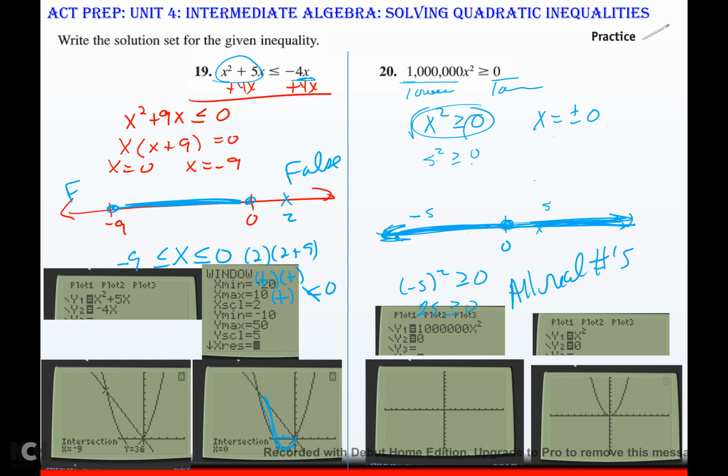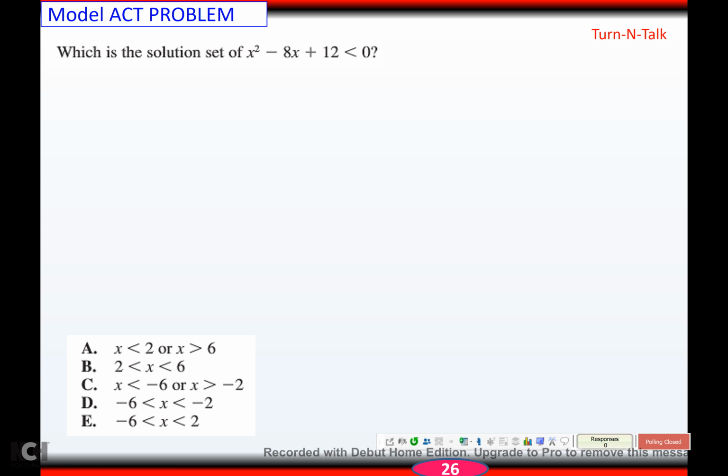All right, and you can see that it hits right here and it wants to know when is that above. Well, it's always above, so it's all real numbers. All right, you try this one, hit pause, come back when you're ready.